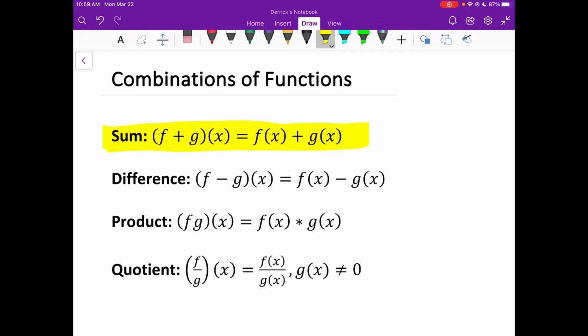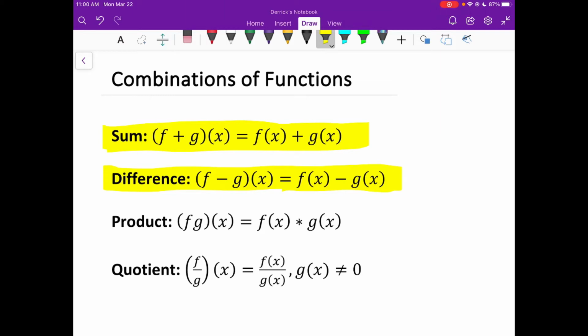Then we've got the difference, which means you're going to be taking an f of x function and g of x function and subtracting them. Now with these, it is important that you're paying attention to your order, right? Because if I say you're taking f minus g, then that means you need to make sure the f of x function is coming first, minus the g of x function coming second.